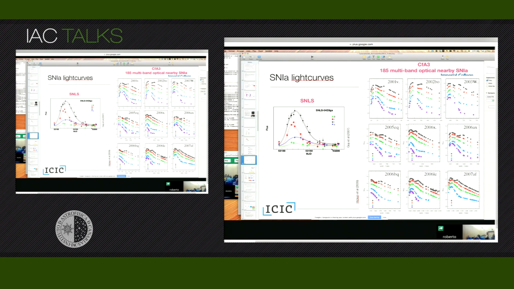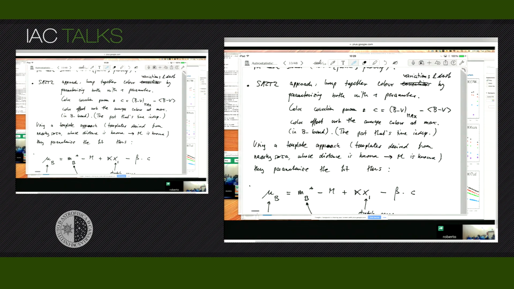If you want to do this properly, and Mandel et al. do this properly, you have to deal with missing data, imputation, correlation, etc., etc. So it's a very interesting statistical problem. But the SALT approach is relatively more straightforward. Just fit those data using a template-based approach, where the templates are based on locally observed supernovae whose distance is known independently. You know what their intrinsic magnitude is and so on. So this is what people have been doing for a long time.